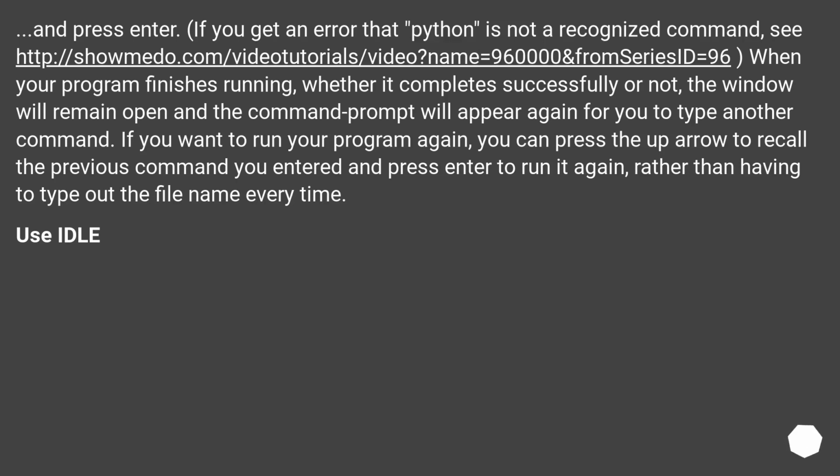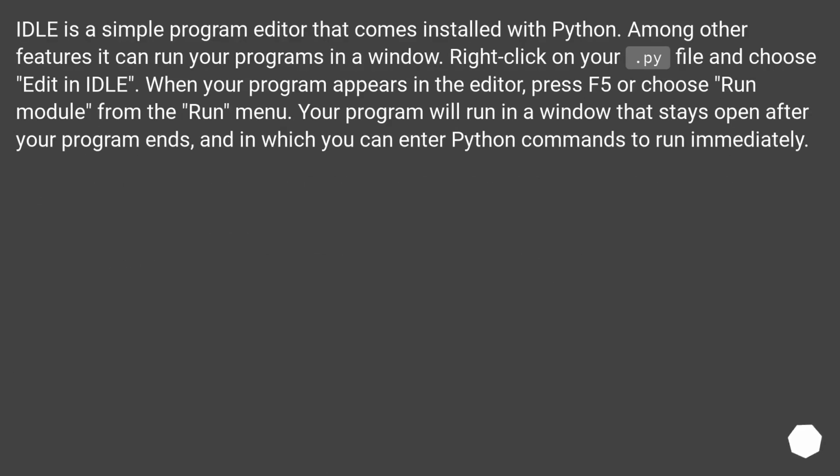Use IDLE. IDLE is a simple program editor that comes installed with Python. Among other features, it can run your programs in a window. Right-click on your .py file and choose "Edit with IDLE". When your program appears in the editor, press F5 or choose Run Module from the Run menu. Your program will run in a window that stays open after your program ends, and in which you can enter Python commands to run immediately.